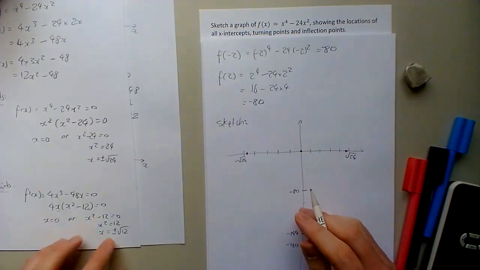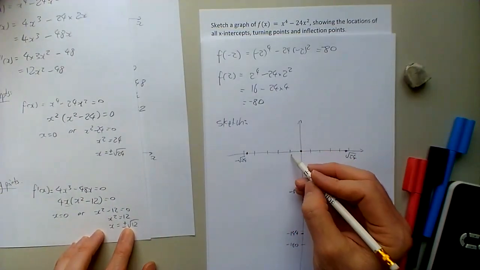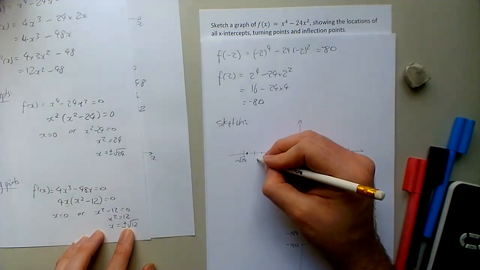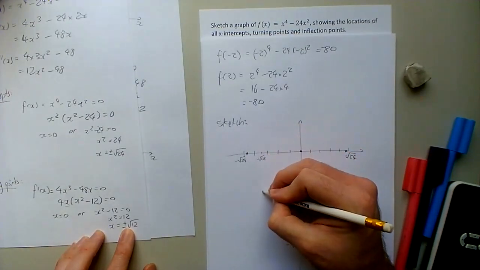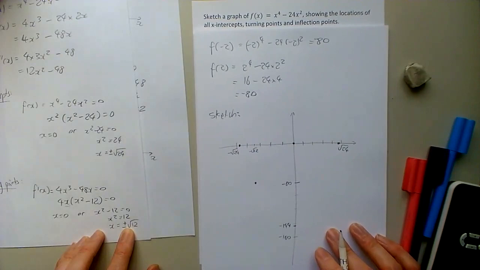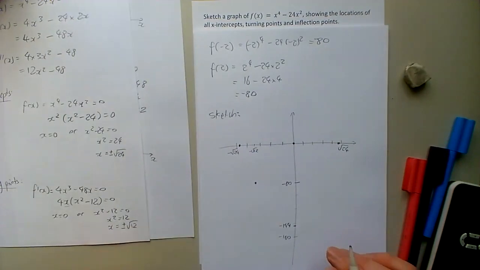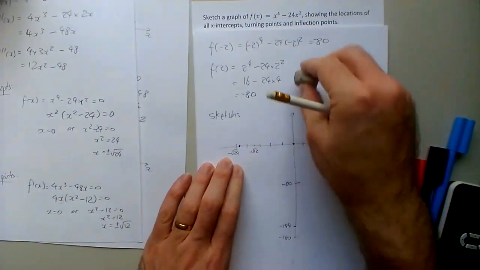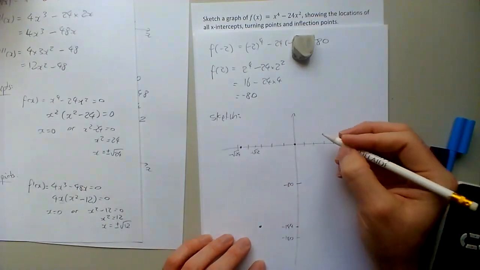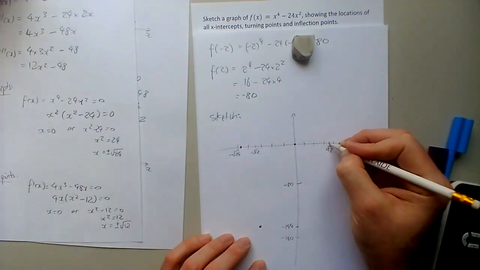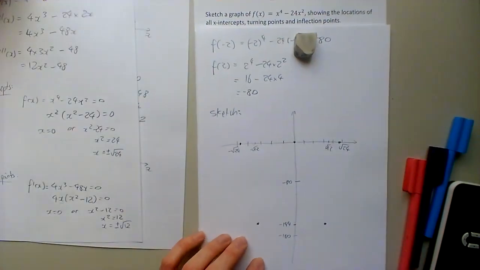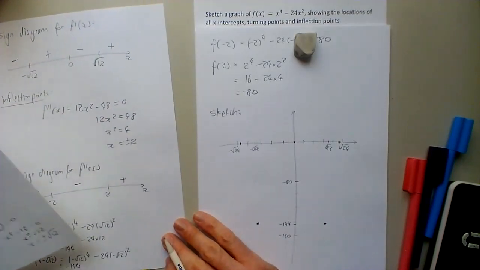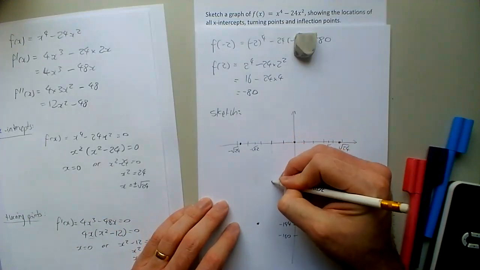And then what is the next one? Minus root 12. Root 12 was about 3.5, wasn't it? 1, 2, 3. And then minus 80, so that's about there. No, the 80 is the wrong one. Minus 144 for that one. And then at root 12, 1, 2, 3. That was also at minus 144. And then the inflection points happened at minus 2 and plus 2.